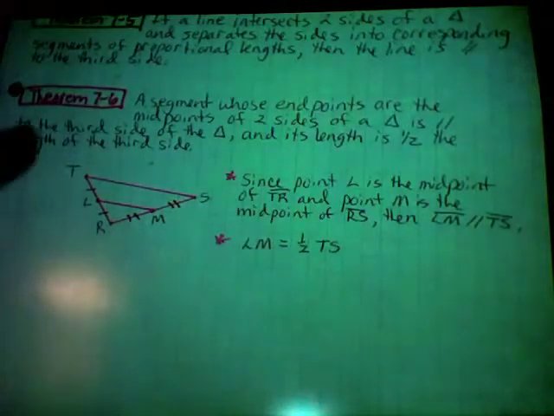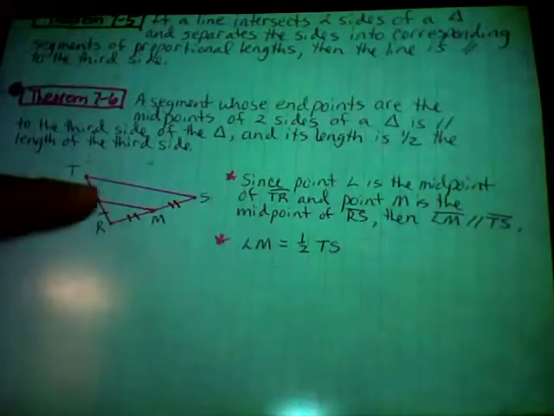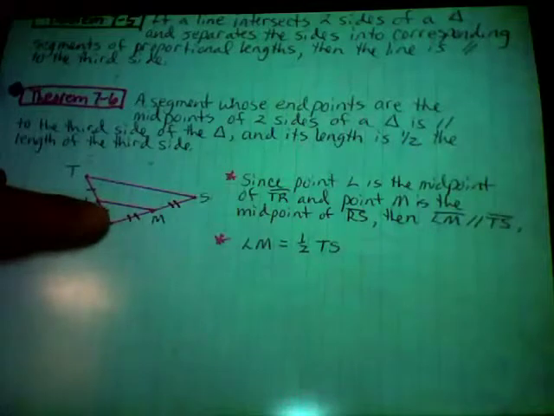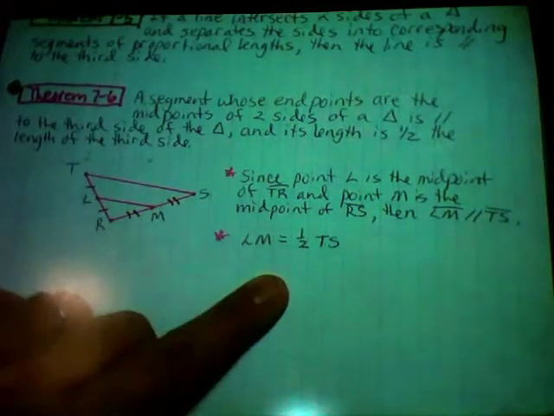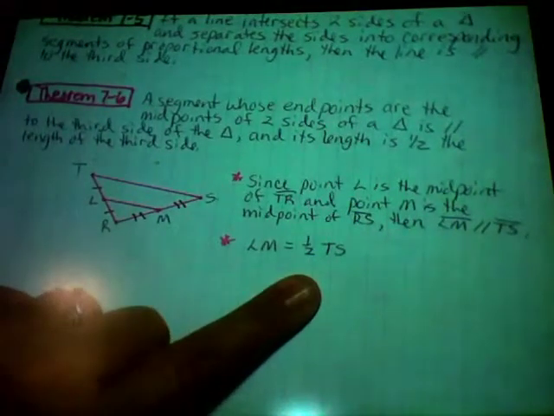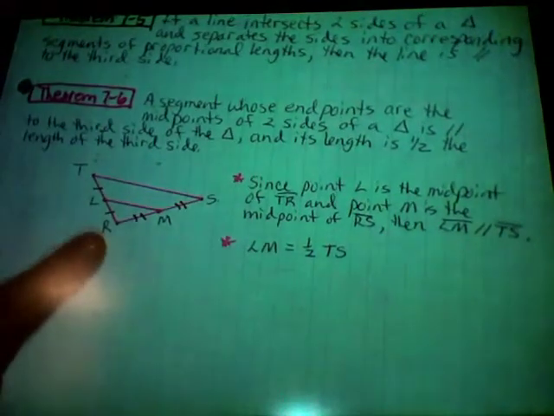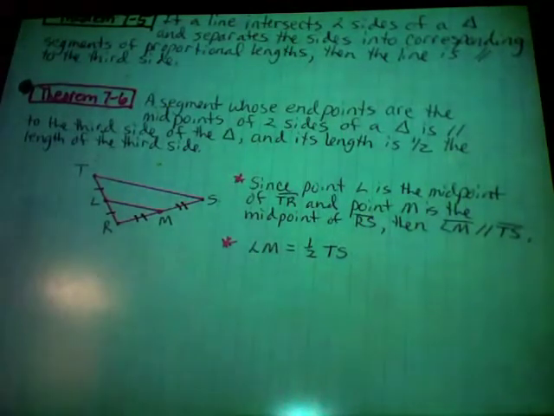So if the segment whose endpoints are the midpoints of two sides of a triangle, they're parallel to the third side of the triangle, and the length is half the length of the third side. So this becomes parallel to this, and this is equal to half of its parallel side TS. Isn't that similar to the median formula for a trapezoid? Only we're not having the sum of the bases because there's not another base up here. So learn that formula, highlight it with your highlighter.